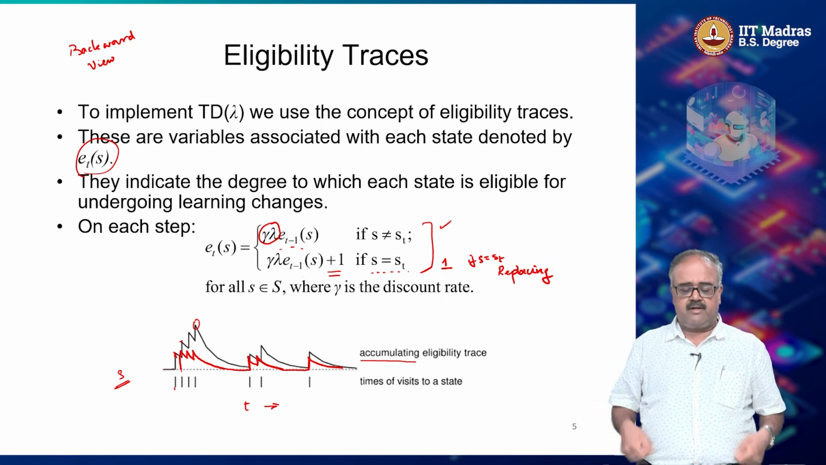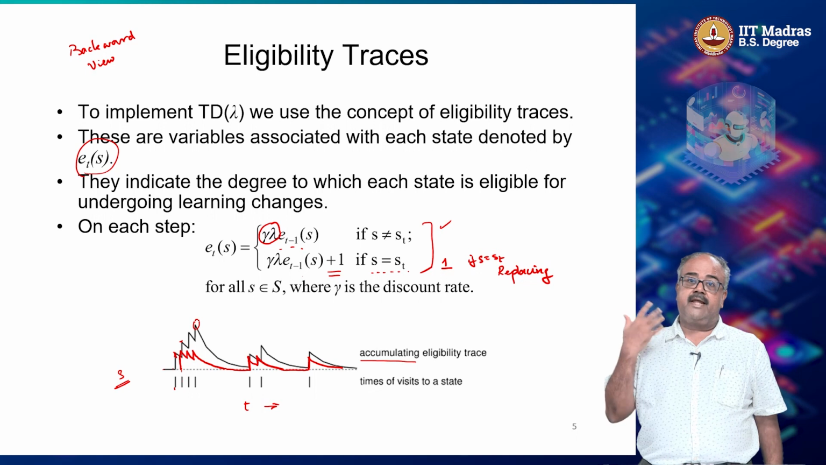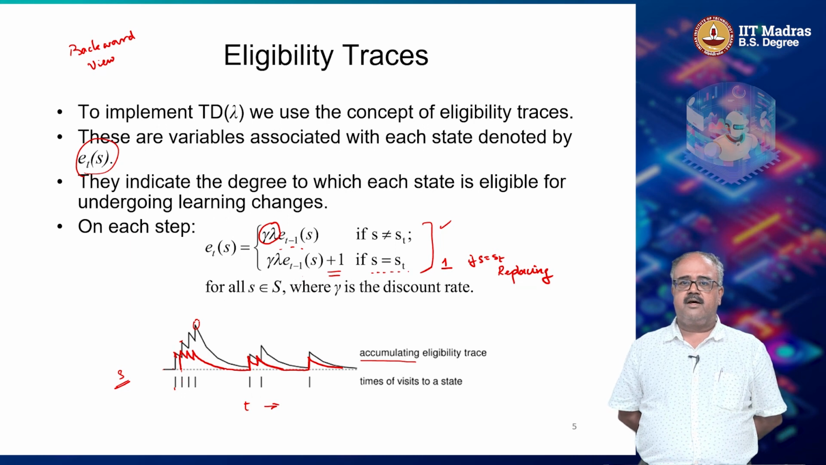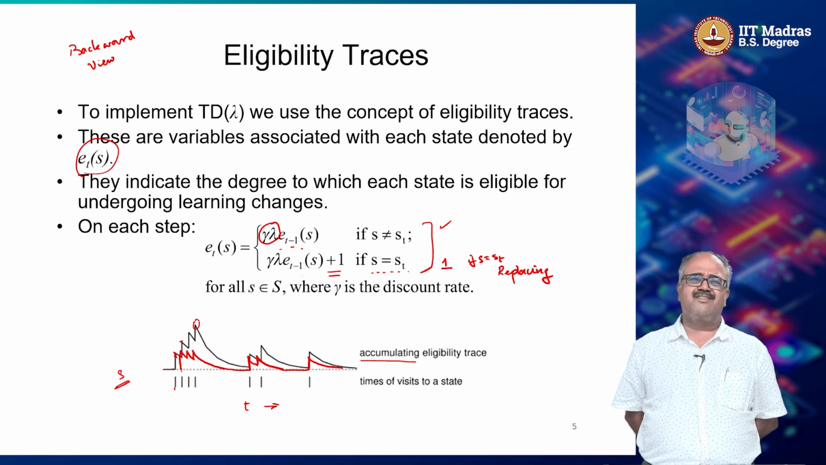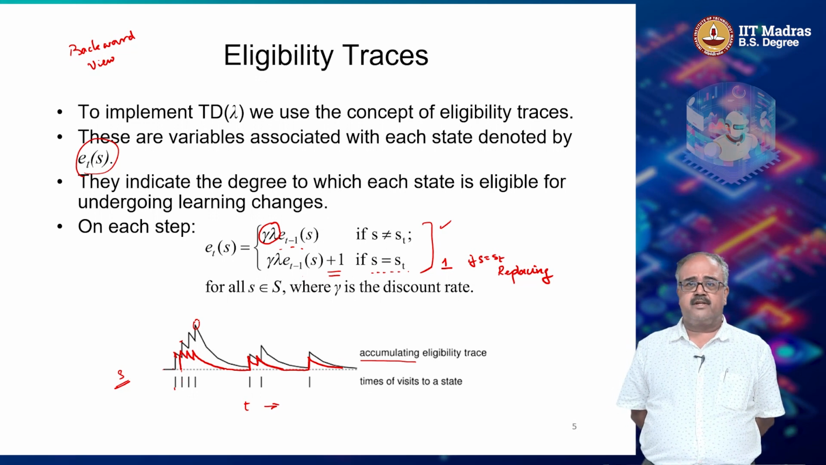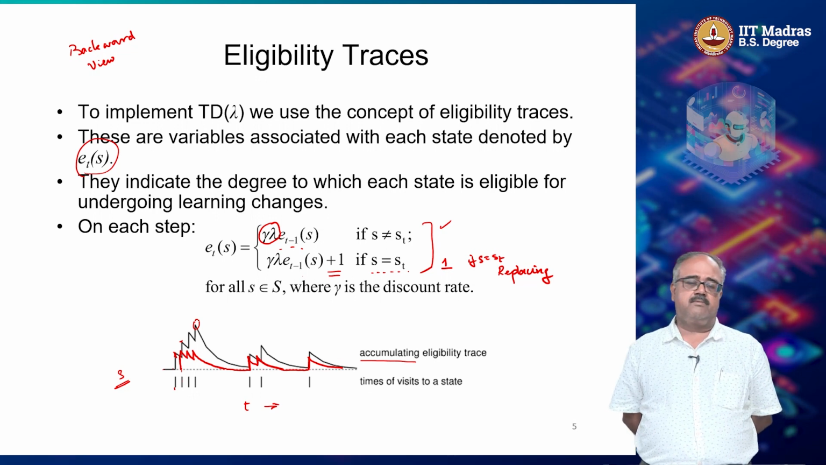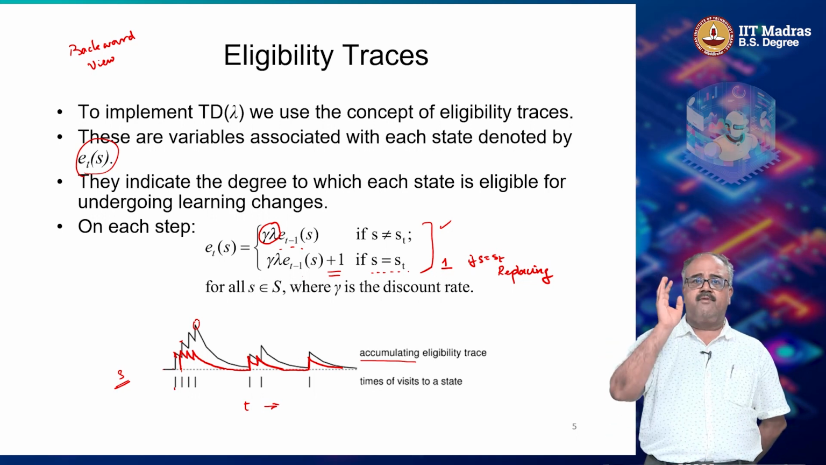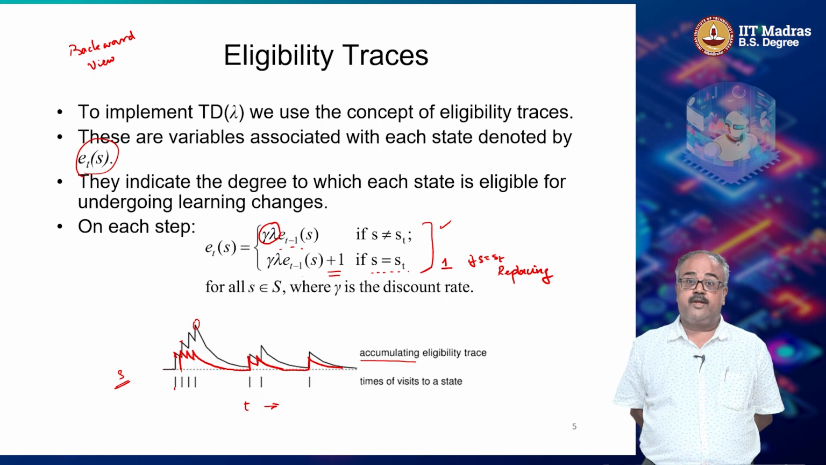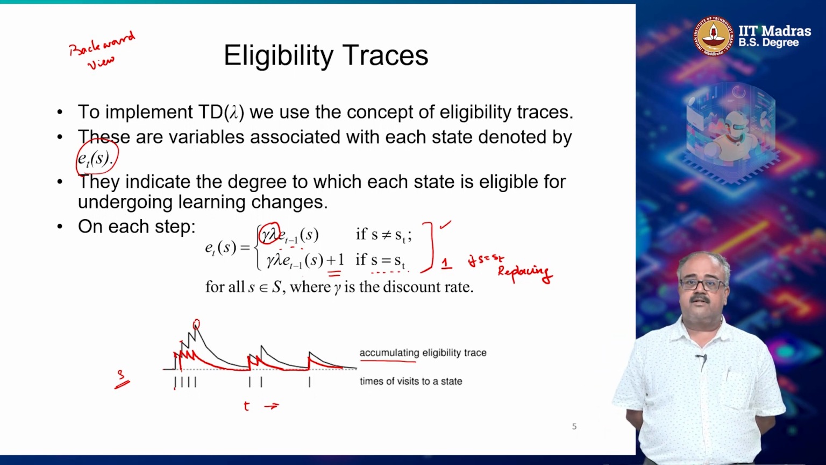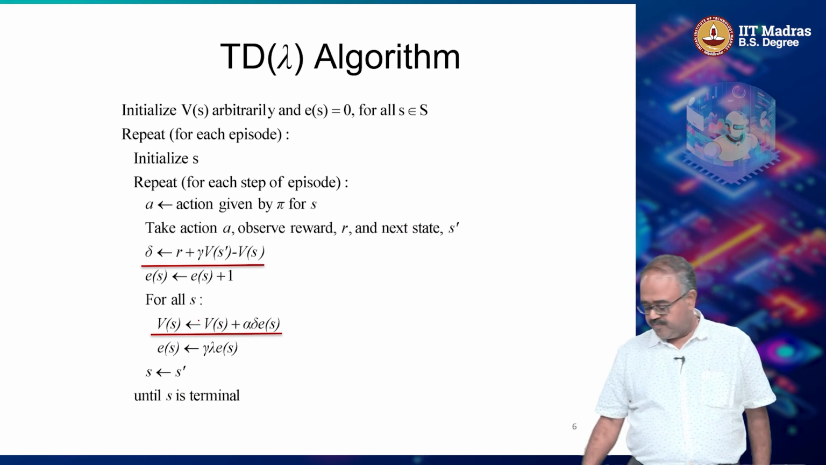When you are implementing something, you have to take a call. Accumulating traces are typically better, but you might want to use replacing traces also. Accumulating traces are somewhat equivalent to every-visit Monte Carlo, while replacing traces are equivalent to first-visit Monte Carlo, if you want to think about it. I am not going to get into all of those details. We have some videos that you can watch as supplementary material, not as part of the course, that talk about many of these issues.